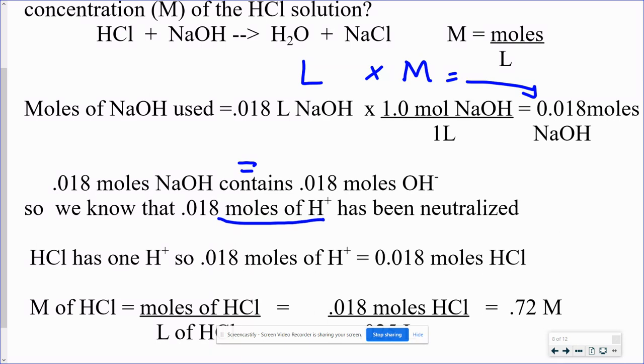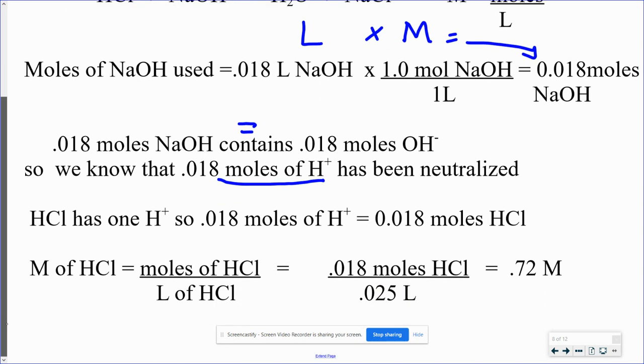So now to find the molarity of your HCl, you're just dividing the moles of HCl by the volume of HCl, which was 25 milliliters or 0.025 liters, and we found the molarity of our HCl. So that's exactly what you're doing in your lab.